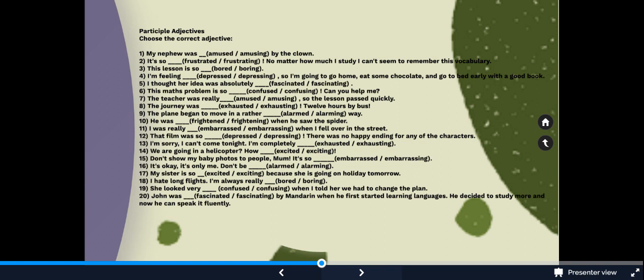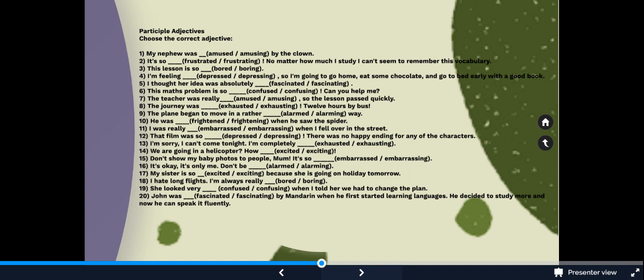Seventh one, the teacher was really dash, so the lesson passed quickly. The teacher was really amusing. She told a lot of jokes. That's why we didn't realize when the lesson got over. Eighth one, the journey was dash, 12 hours by bus. You have an exclamation mark, so you have to add the -ing form there. It's direct speech. The journey was exhausting.